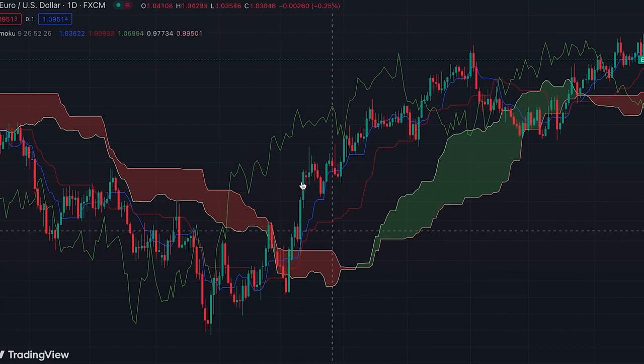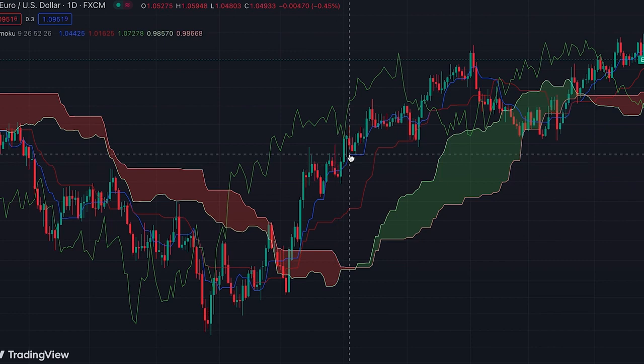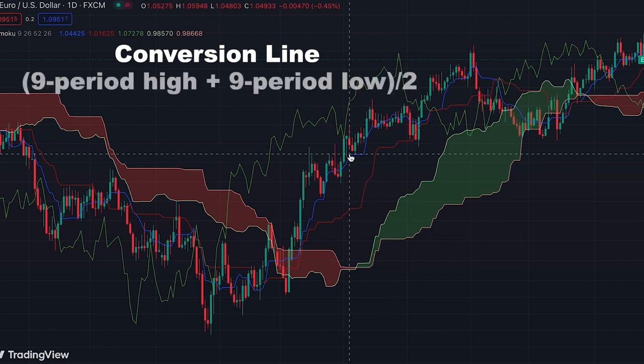Each of these lines that you see on this chart has a Japanese name, but in this video we use the translated English words, so it will be easier for us to memorize them. This blue line, which is actually the fastest line here and moves very closely to the price action, is called the conversion line. It's the most sensitive line among the others in this indicator. The formula for the calculation of the conversion line is 9 period high plus 9 period low divided by 2.